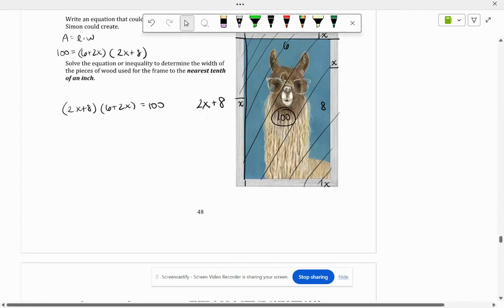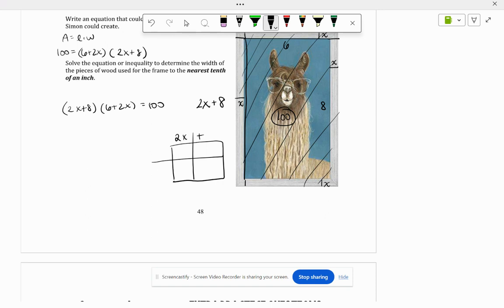So what I'm going to want to do is distribute this to make sure I have everything multiplied out correctly. So I have a 2x plus 8, and then I have a 2x plus 6. That's going to give me 4x squared plus 16x plus 12x plus 48. So I now have 4x squared plus 28x plus 48 equals 100. I'm going to divide everything by 4, just to make everything a little easier, I think.